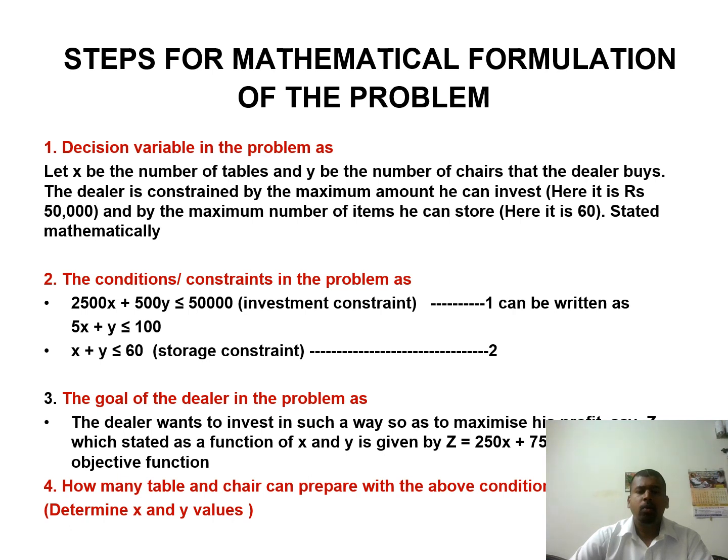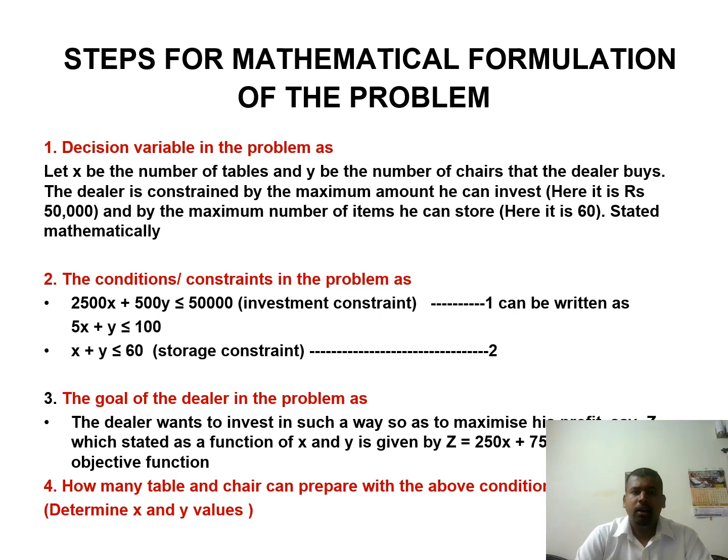And now ultimately what we are going to find out is the value of x and y, which means how many tables and how many chairs can give maximum profit to the dealer, with reference to the conditions on the decision variables. We are going to find out the value of x as well as the value of y so that he can achieve maximum profit. That we are going to frame as the z value.